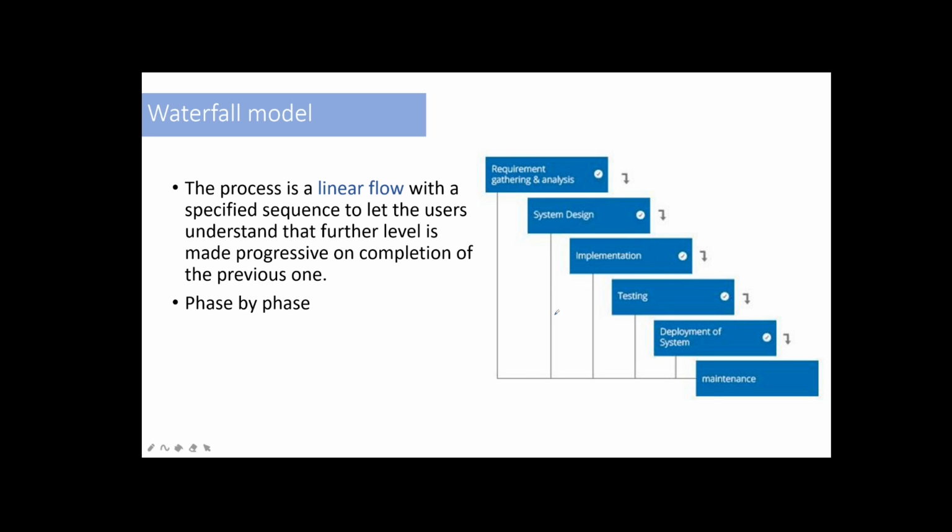So first one, we have here the waterfall model. You can see the process here is a linear flow with a specified sequence to let the users understand that a further level is made progressive on completion of the previous one. So as you can see, you may represent it as stairs, also a phase-by-phase approach. Waterfall model is sequential in nature.